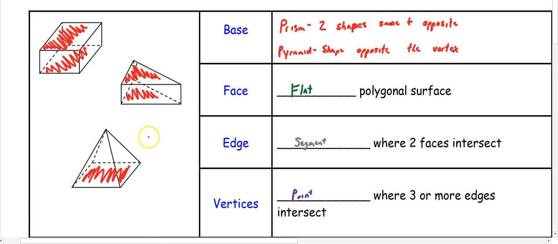A face is a flat polygonal surface. The sides connecting the bases in the prisms, or these triangle sides that are going up from the square in the pyramid, would be our faces. An edge is a segment where two of the faces intersect. So all of these black lines of the shape would be our edges, and our vertices would be the corners of our shape where three or more edges are meeting each other.